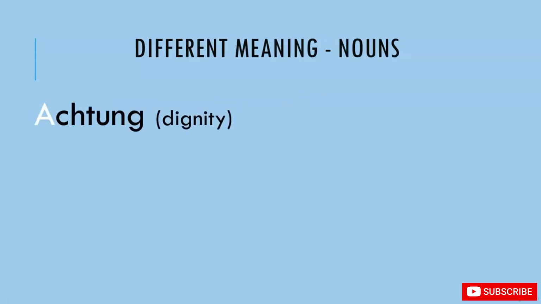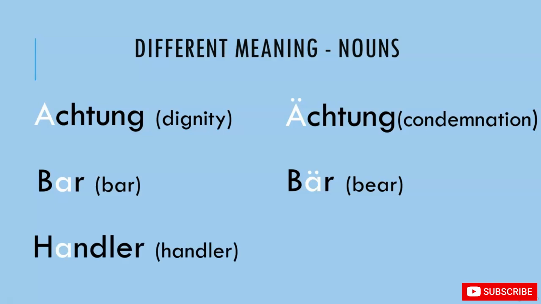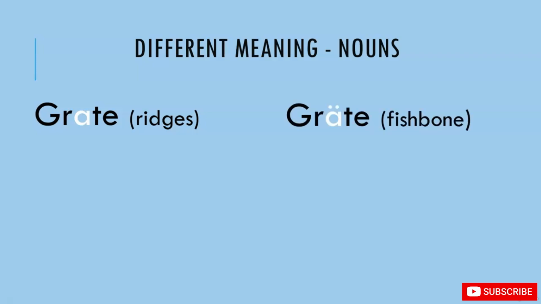Some nouns. Achtung, which could be attention, but also your dignity. Ächtung is condemnation. Bar, just like in English. Bear is a bear. Handler is a computer term, same as in English. Händler, a dealer or a salesperson. Grate, now that's a plural word, which is ridges. And Gräte is a fishbone.